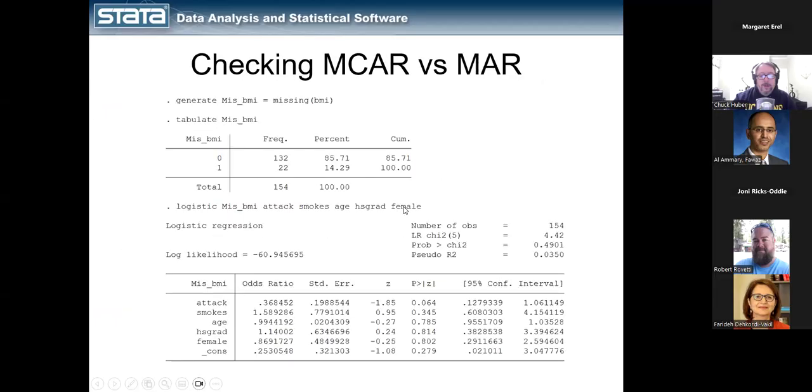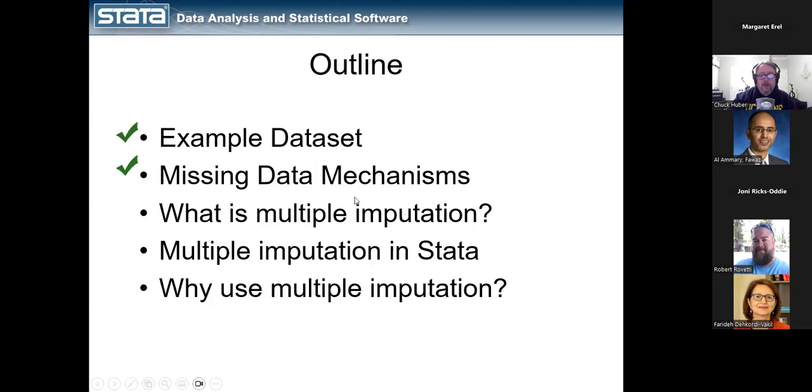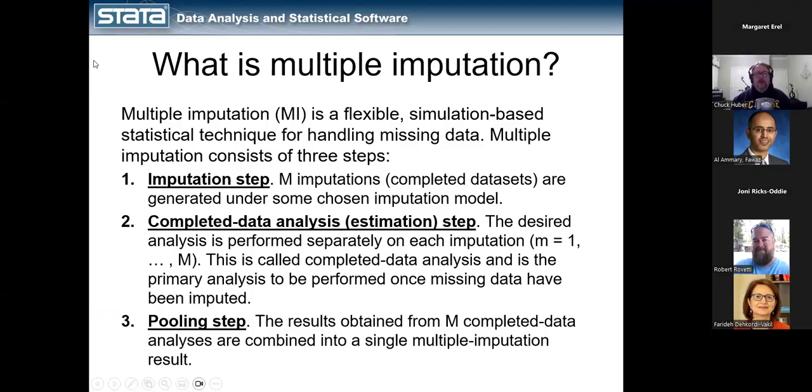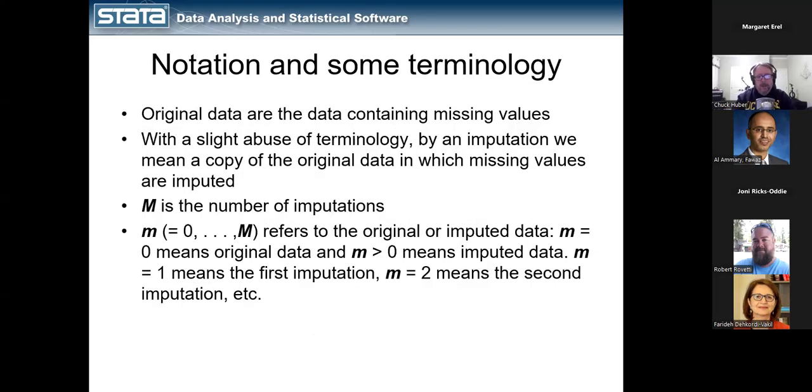And we were just about to talk about what is multiple imputation. Essentially, there are three steps to multiple imputation. There's the imputation step, where we're going to actually impute the data, and I'll describe what all these parts are shortly. Then we're going to do the completed data analysis or estimation step on the completed data. And then after we do the analysis on each of the imputed data sets, we're going to pool the results into one summary result.